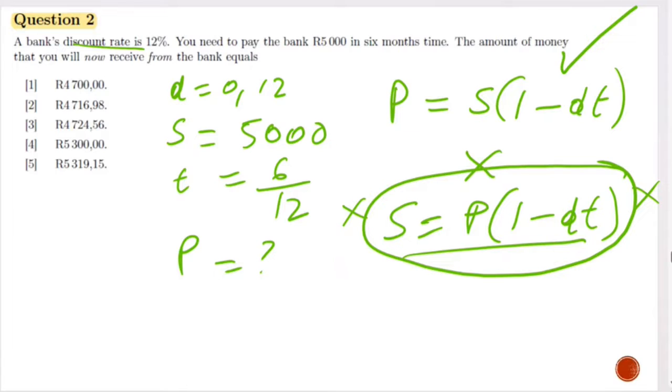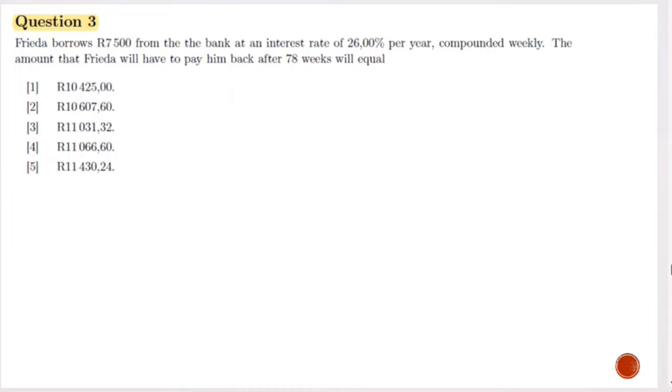Once you have brought in the correct formula, you can substitute everything and find your P. That is what I want to highlight here, the misconceptions that we all carry. I am saying this because I also did the same thing. It's easy to slip and use this one, so that is very important.